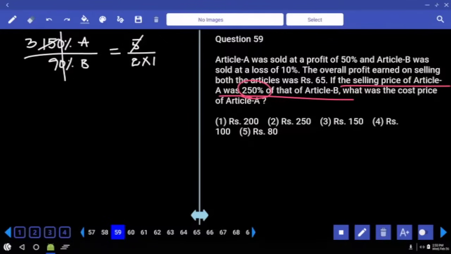5, 3 times, 3 times. From this, A by B is equal to 3 by 2. So I'll start in terms of parts. A is equal to 3 parts, B is equal to 2 parts.